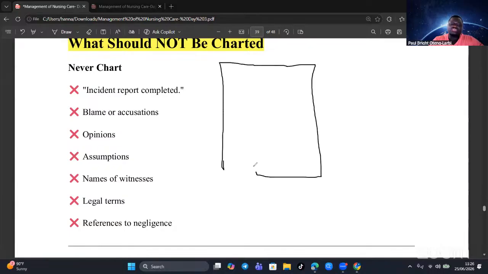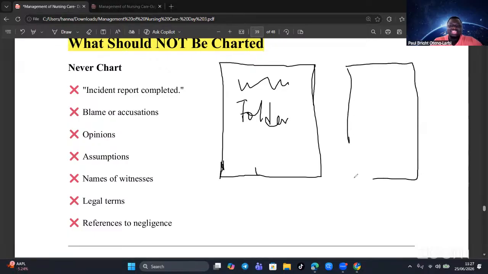Nowadays, because of electronic documentation, most of them have an incidence report in it. But for those who are still using the paper chart, this is the folder of the patient. This is the folder. And this is the incidence report. That's another paper document. So you do your incidence report, the assessment.